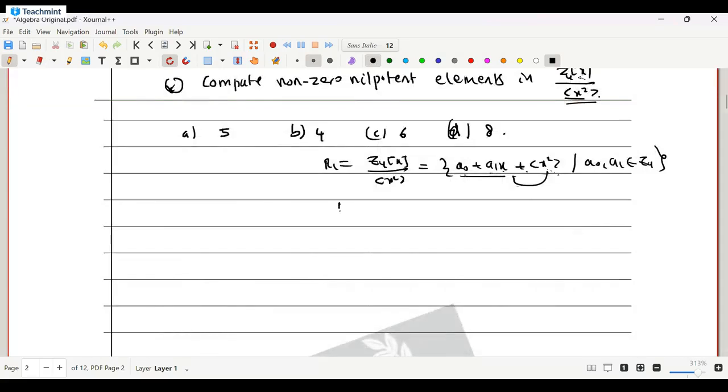How many elements are there in this, sir? What is the order of R1? a naught 4 choices, a1 4 choices. So total 4 square equal to 16. Out of 16, how many elements are non-zero nilpotent elements? Tell me, sir. Fifteen, right, sir? 15, right, sir?